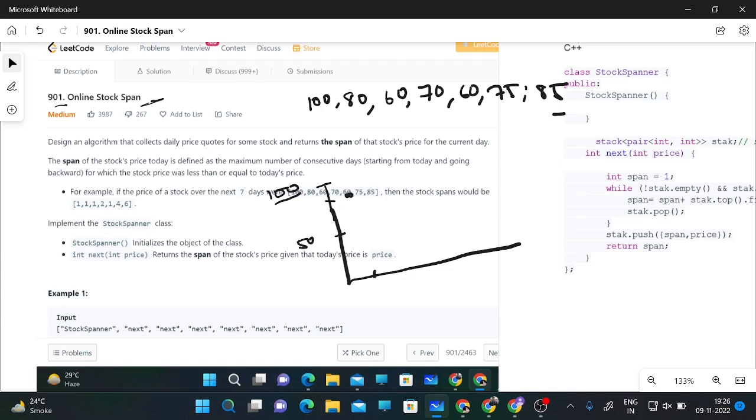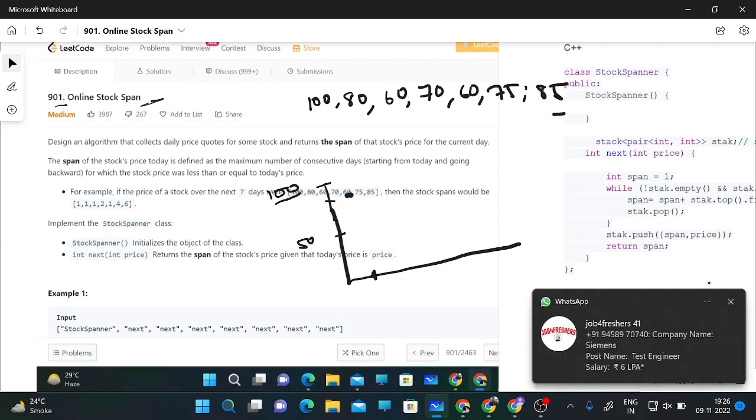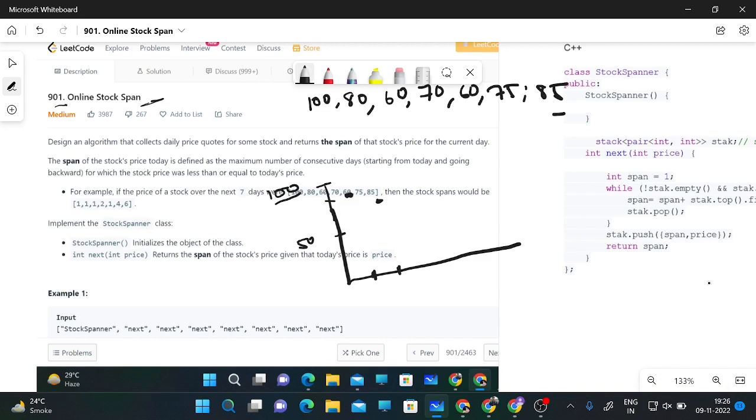This one. The second one is 80. The third one is 60, this one. The fourth one is 70, in the middle of 60 and 80. Again 60. Now 75, in the middle of 70 and 80. This place. Now 85, more than this one, right?